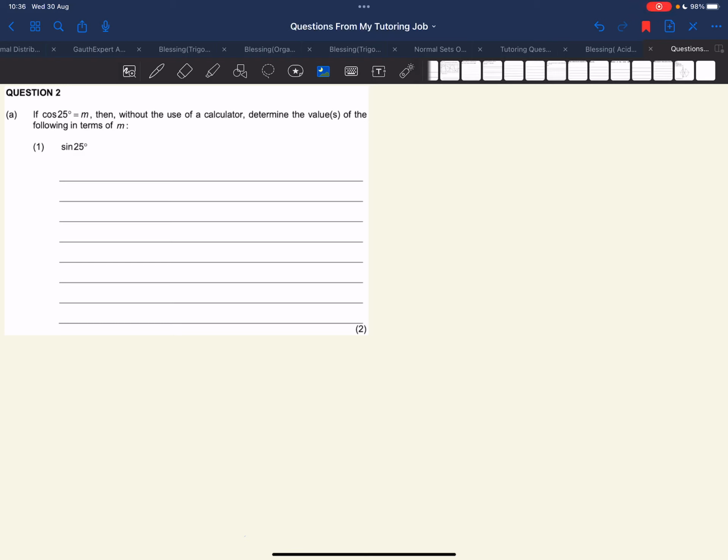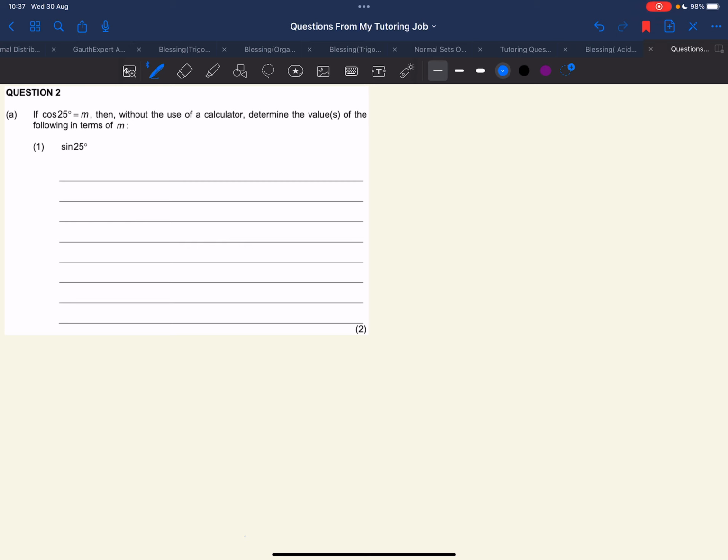Okay, right now in question 2, they say that if cos 25 degrees is equal to m, then without the use of a calculator, determine the values of the following in terms of m. Now, the first one, they want us to find sine 25 degrees. First thing I want you to get is that cos 25 degrees equals m.